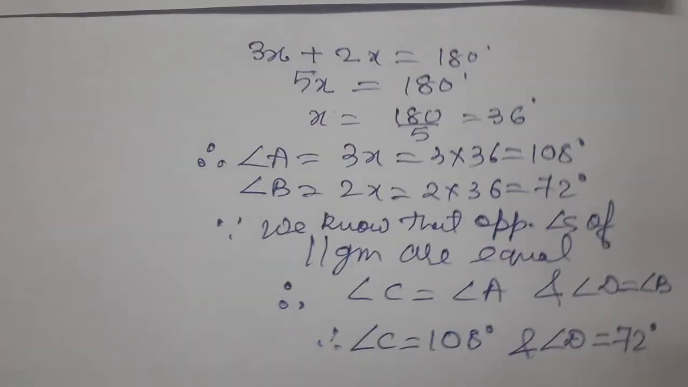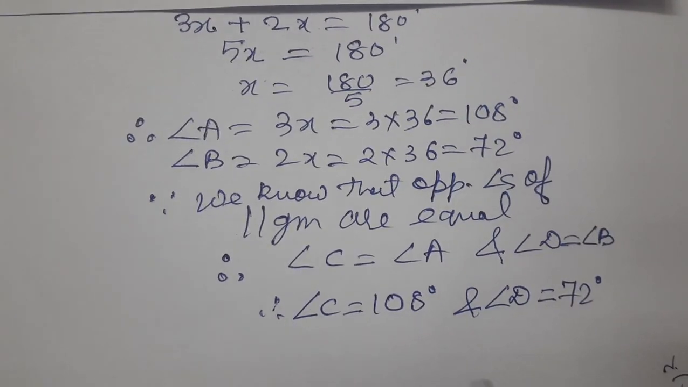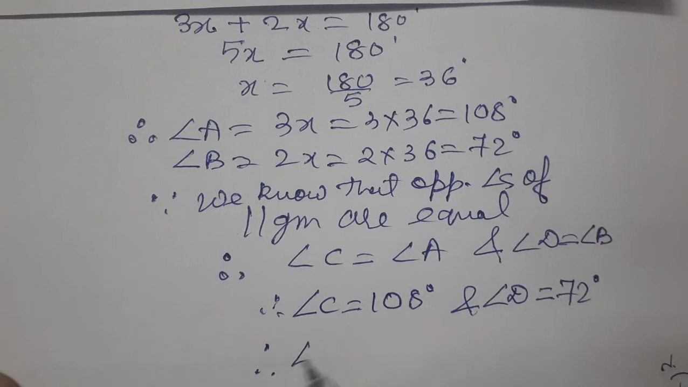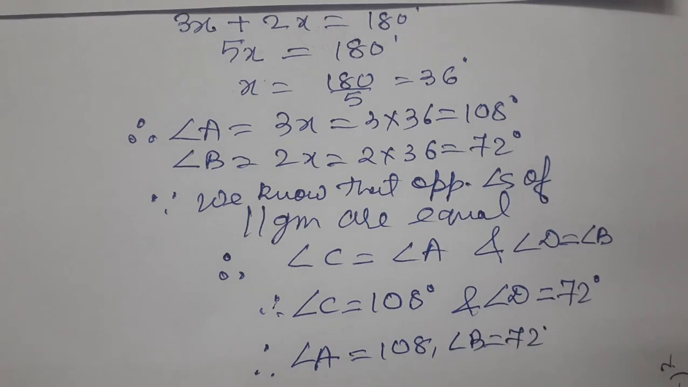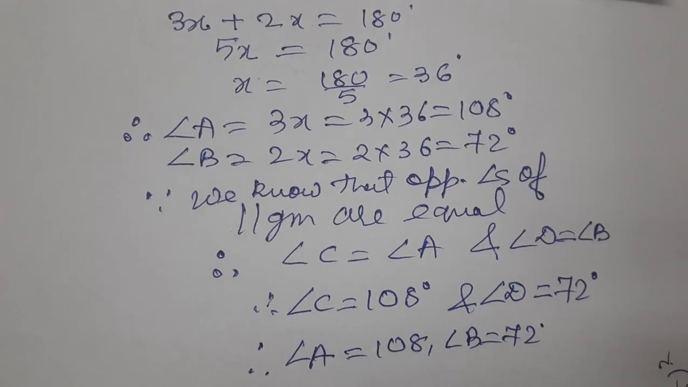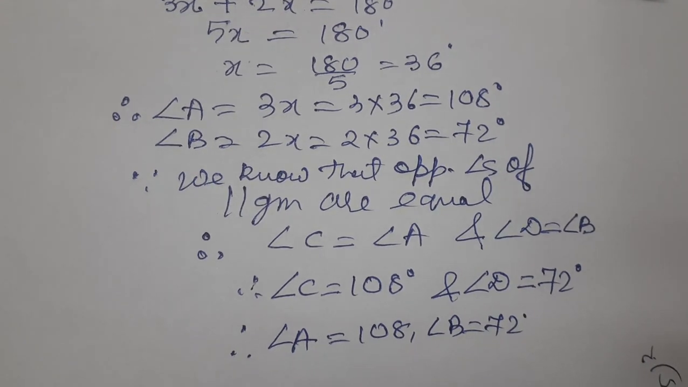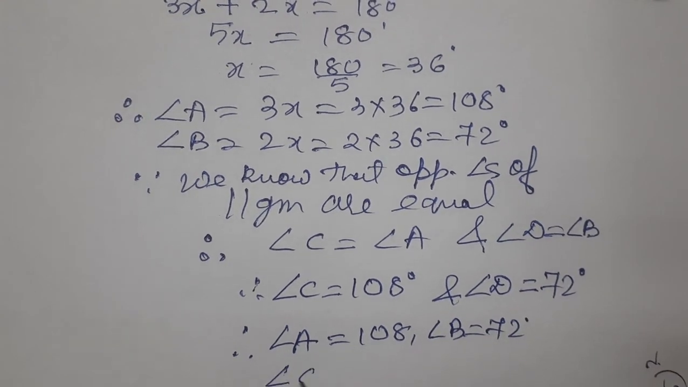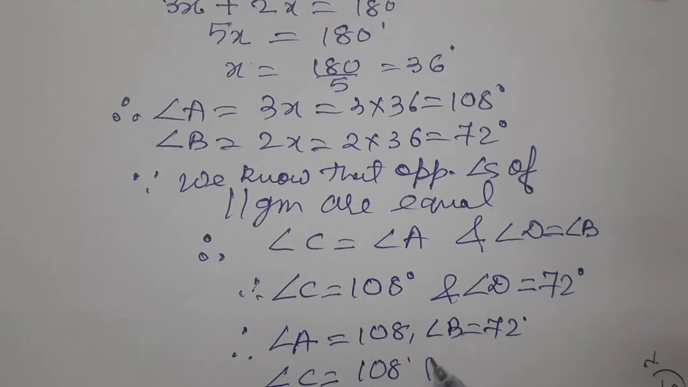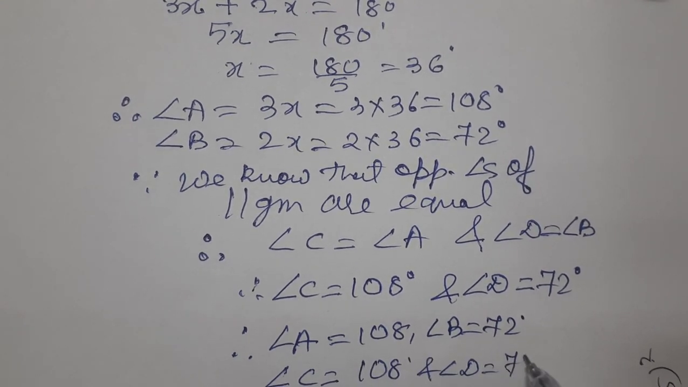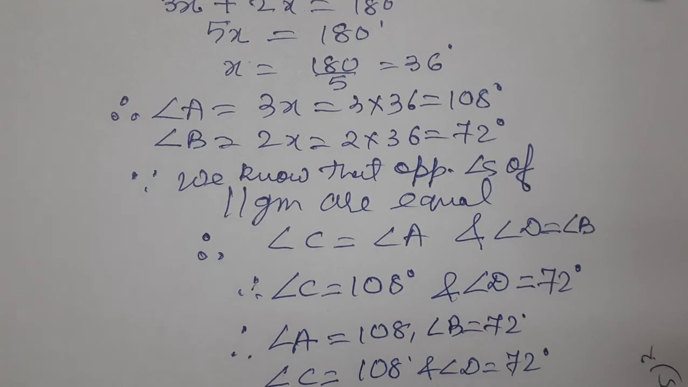So finally we can write, therefore angle A is 108, angle B is 72, angle C is what? Angle C is 108 and angle D is 72. Clear, children? Understood?